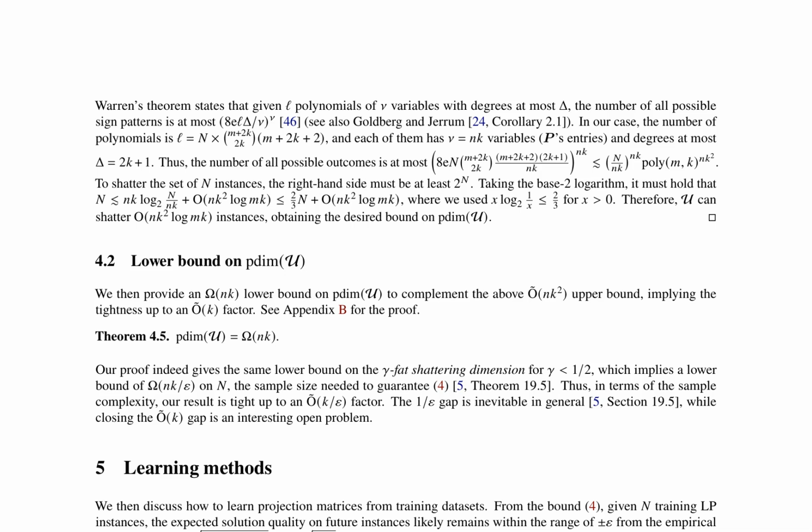They then prove a lower bound of omega(nk) on the pseudo-dimension of U, which complements the upper bound and implies tightness up to an O(k) factor. This result also has implications for the sample complexity, providing a lower bound of omega(nk/epsilon) on the sample size needed to guarantee a certain level of accuracy.